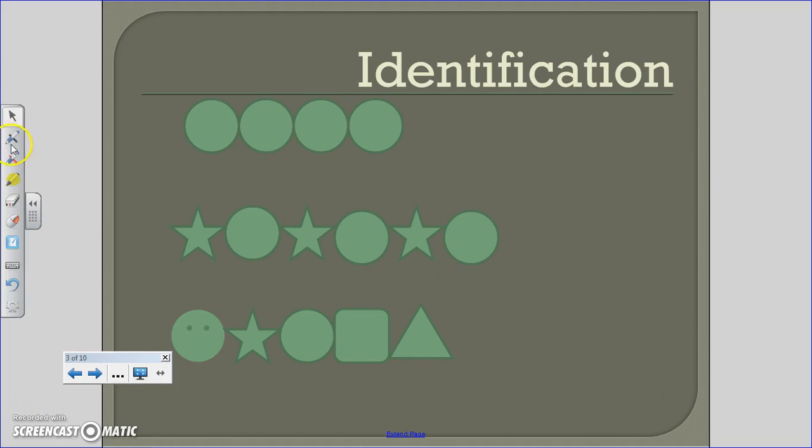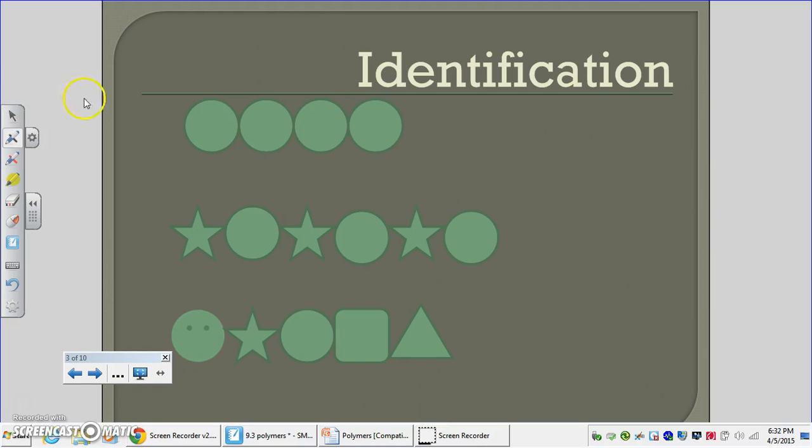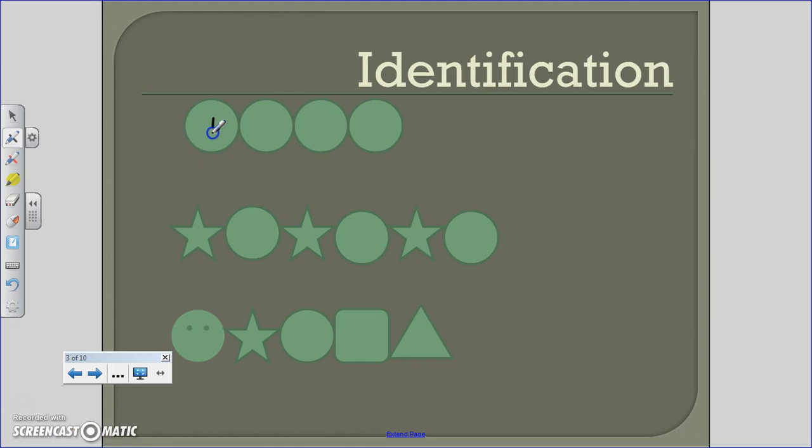The first example, our circles here, this is a polymer. There are four different monomers. So this is one monomer, this is our second monomer, this is our third monomer, and this is our fourth monomer. They are the same exact molecule, the circle being represented four different times. They are connected. So that follows the definition, smaller units connected together.